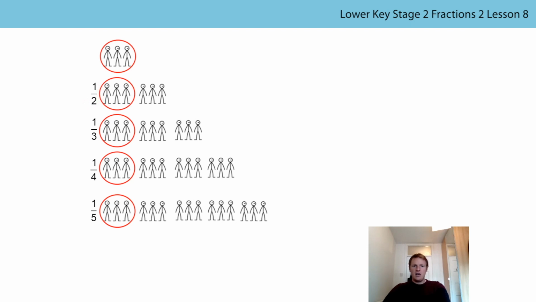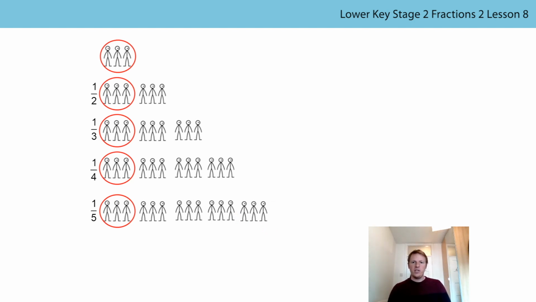The next image down, we said the numerator is still 1. That's because 1 part has been circled, but there is another group that's been added. So now we've gone from being 2 parts to 3 parts, and that is why our denominator has gone from being 2 to 3. Now that pattern continues in the 4th row and the 5th row. Can you see each time one extra group of children, one extra part has been added to our image?